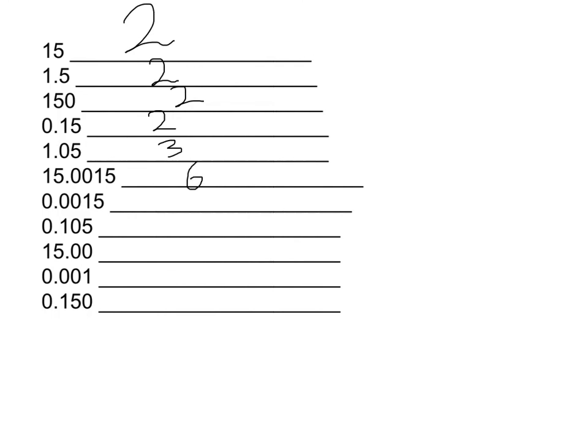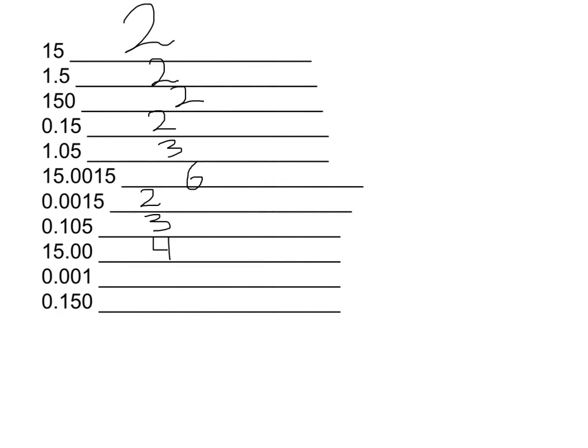For the next one, 5 is significant, 1 is significant. None of the zeros, though, lie between significant figures, nor are they furthest to the right. So 2 significant figures. 0.105, 3 significant figures. 15.00, notice the 0 is furthest to the right. The 5 is significant, so that makes the other 0 significant as well, because it now lies between the 0 that is furthest to the right, as well as 5. So that's 4 significant figures.